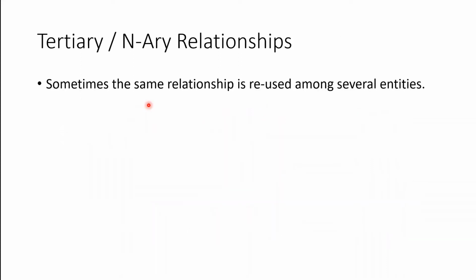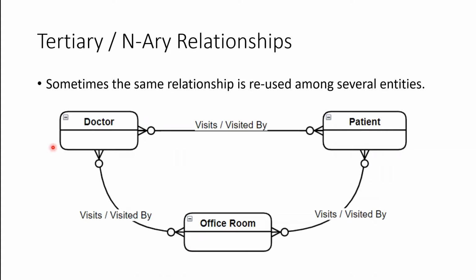Now, sometimes there are relationships that are reused among several entities, and this can be difficult to notice. For example, a doctor visits a patient, and a patient visits an office, and a doctor visits an office. And one doctor visits many offices throughout the day or the year or whatever. An office room can be visited by many doctors. A doctor visits many patients. A patient visits many doctors.